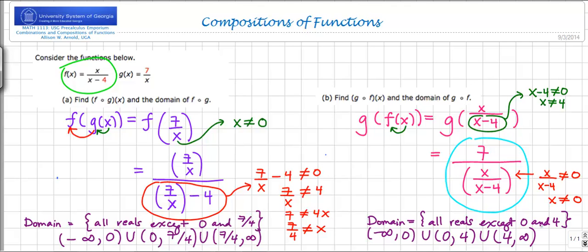Okay, but again, to recap, you work your way inside out, and particularly with the domain, I think it's helpful to not simplify so that you can see clearly what exclusions you might have to make.